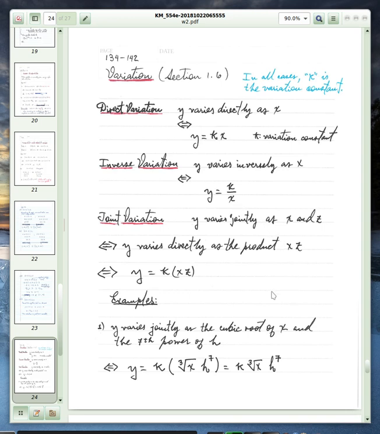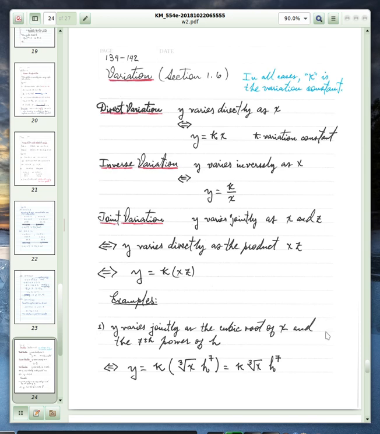Joint variation: y varies jointly as x and z means that y varies directly as the product xz, which means that you can write y equals k times xz. And here we have several examples.